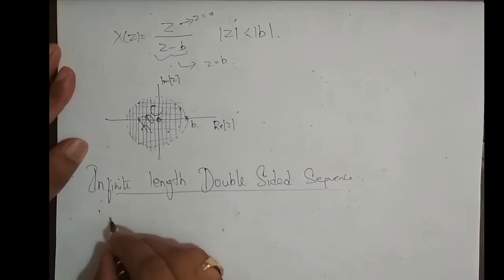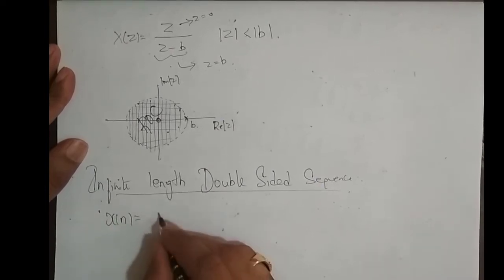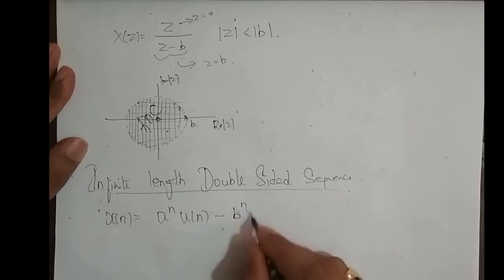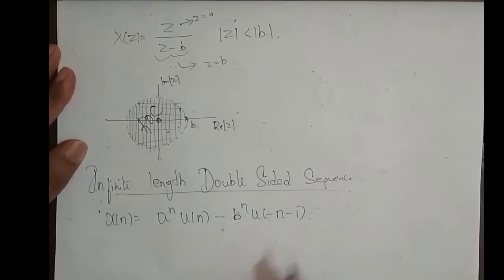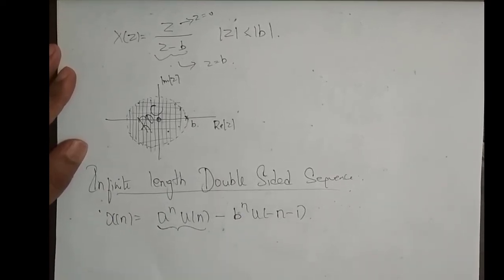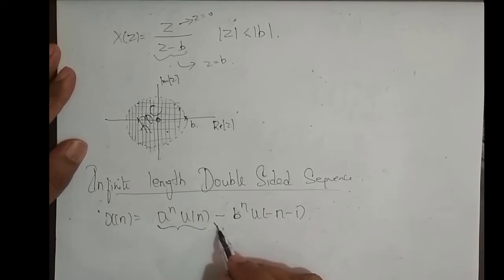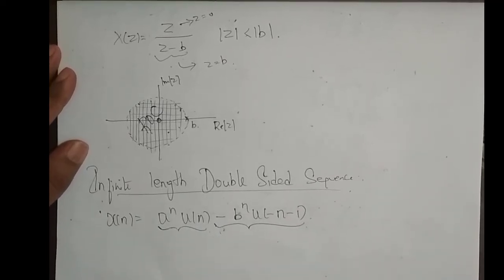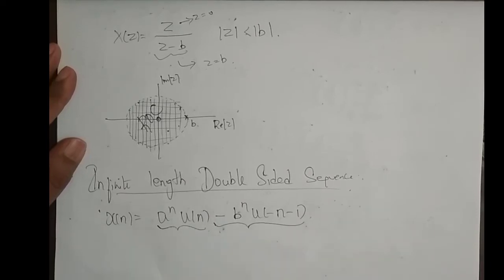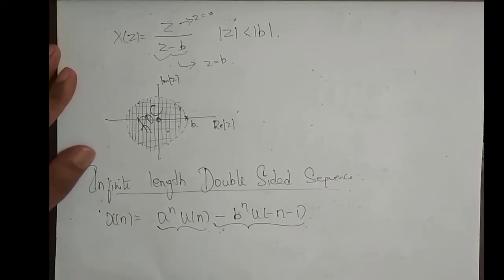Okay, and it is of the form x of n is equal to a power n u of n minus b power n u of minus n minus 1. The double sided sequence is of the form something like this. So this part of the sequence is an infinite length right sided sequence, and this part of the sequence is an infinite length left sided sequence. So the combination of this is nothing but an infinite length double sided sequence. So this is easy for us.